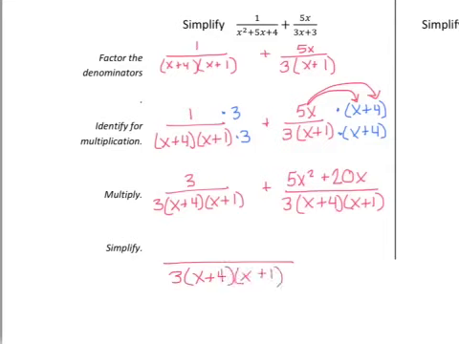Are there going to be any like terms on the top between 3, 5x squared, and 20x? No, so what term should we write first? 5x squared, because its degree is highest, then 20x and 3. And there is your answer.